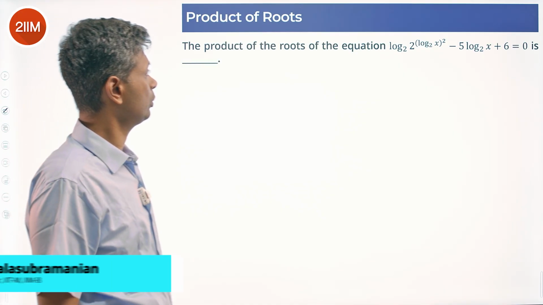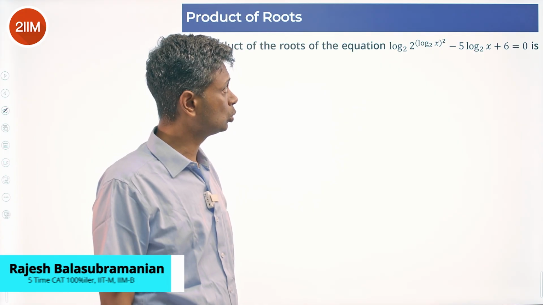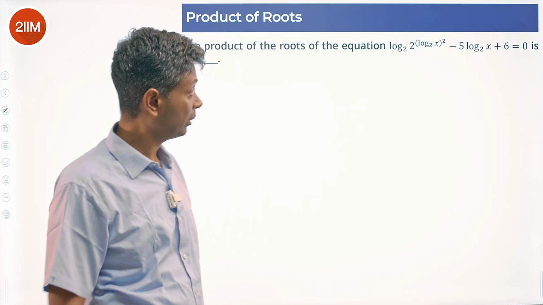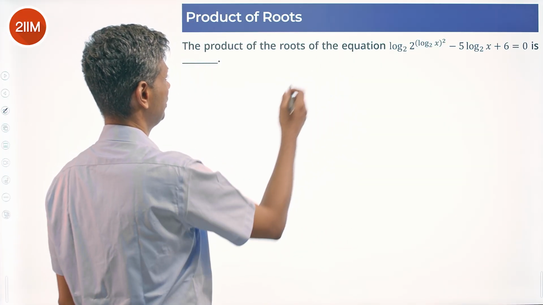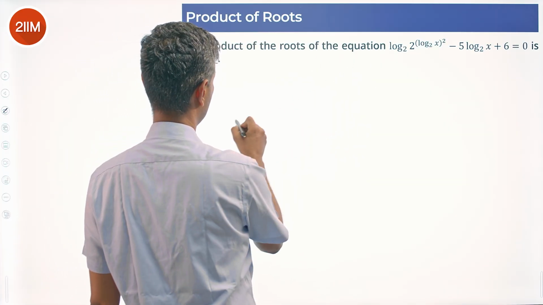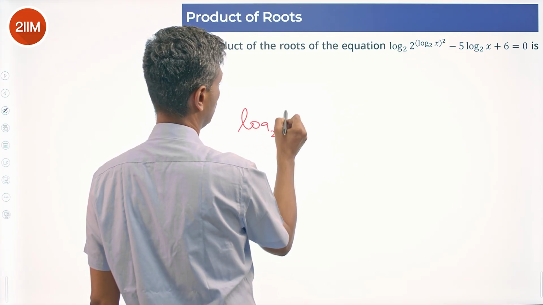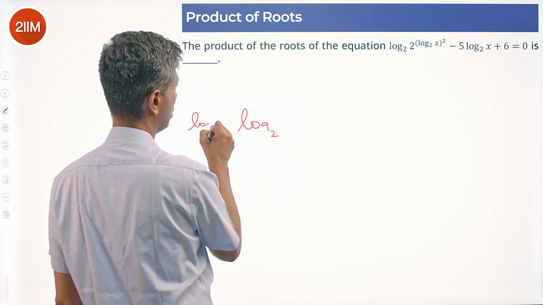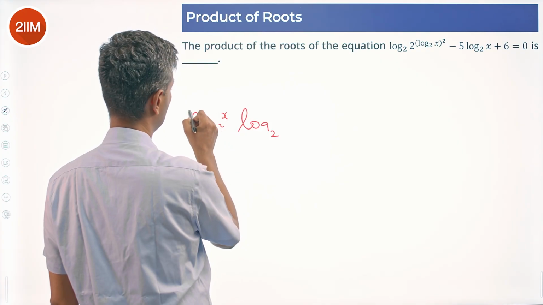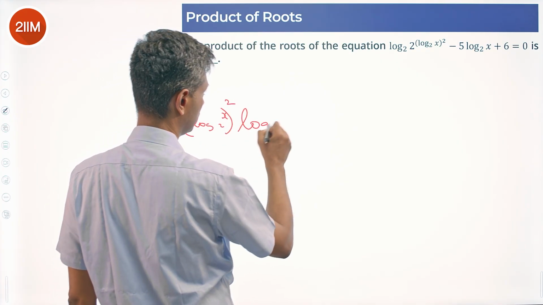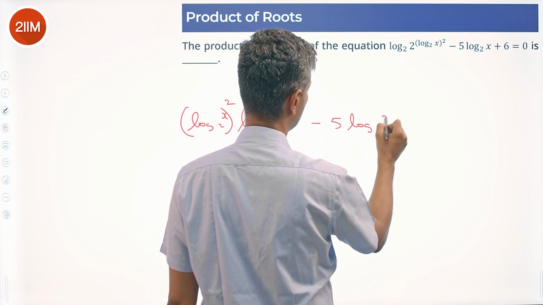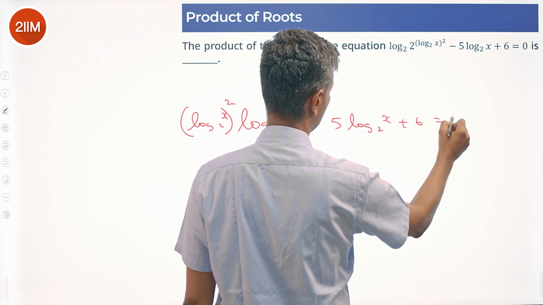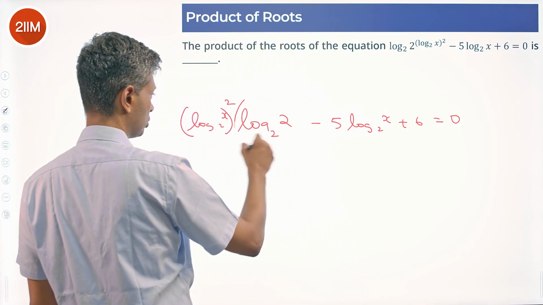The product of the roots of the equation log to the base 2 of 2 (log x to the base 2) whole square minus 5 log x to the base 2 plus 6 equal to 0 is. We simplify this. Log to the base 2 of 2 power that I can say it is (log x to the base 2) whole square minus log 2 to the base 2 minus 5 log x to the base 2 plus 6 equal to 0. Log 2 to the base 2 is 1.